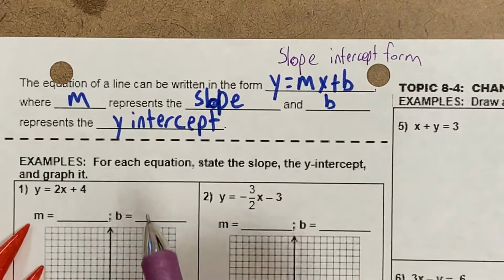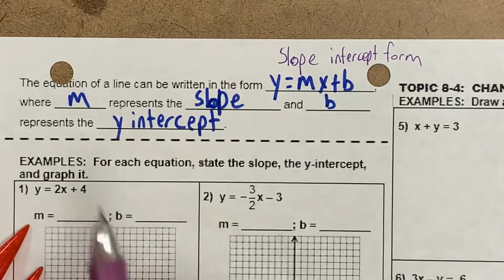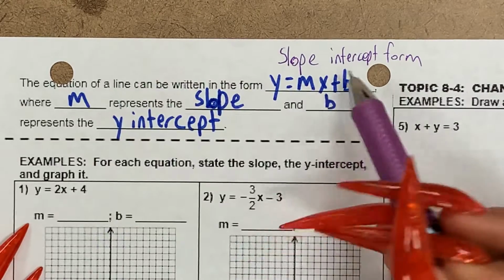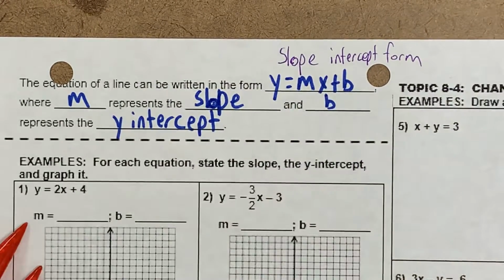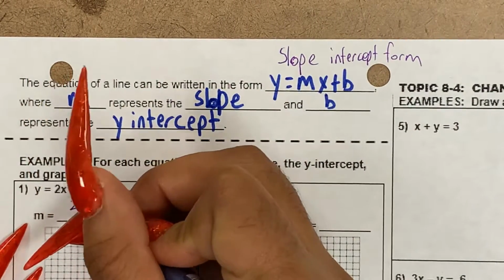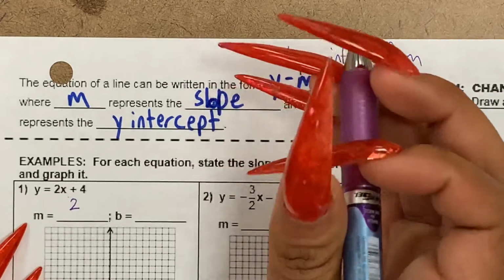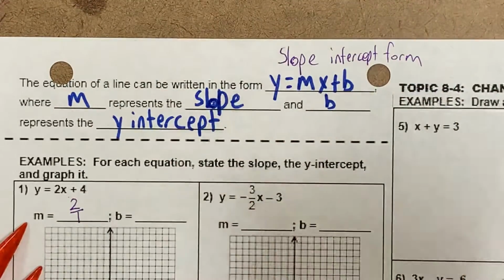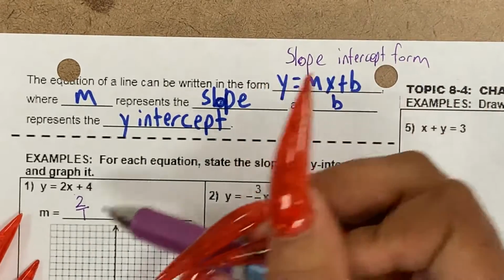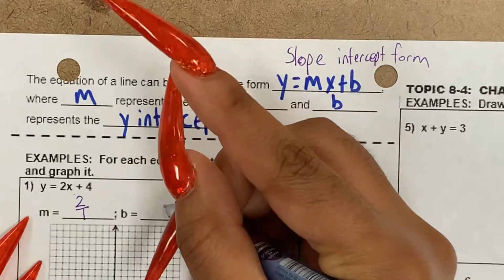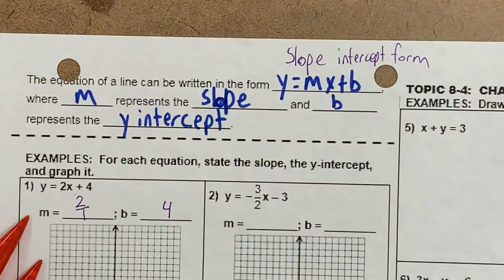All right, so first you need to identify the slope and the y-intercept. The slope is the number in front of the x term, the coefficient in front of the x term. So our coefficient of x is 2. So I need a fraction for a slope, so I'm going to make it 2 over 1. Whenever you have a whole number, you put that number over 1. The y-intercept is the constant number, the number that does not have an x attached to it. So my b is 4.